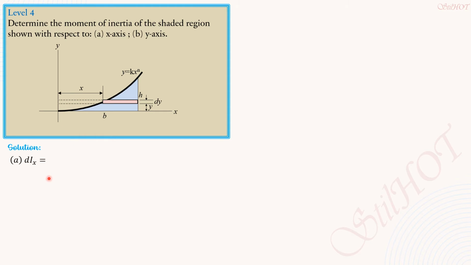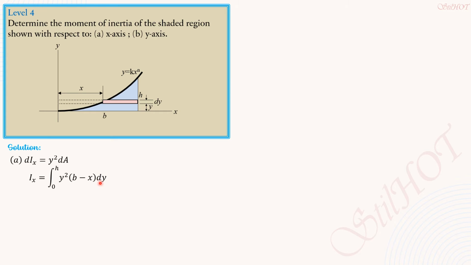So for A, differential Ix equals constant distance squared, y squared, times differential area. Differential area is the area of this strip. The area of this strip is equal to the length of the strip times thickness of the strip. The length of the strip is b minus x, while the thickness is dy. So therefore, dA is b minus x times dy. So Ix therefore equals the integral from 0 to h of y squared, and differential area is b minus x dy.